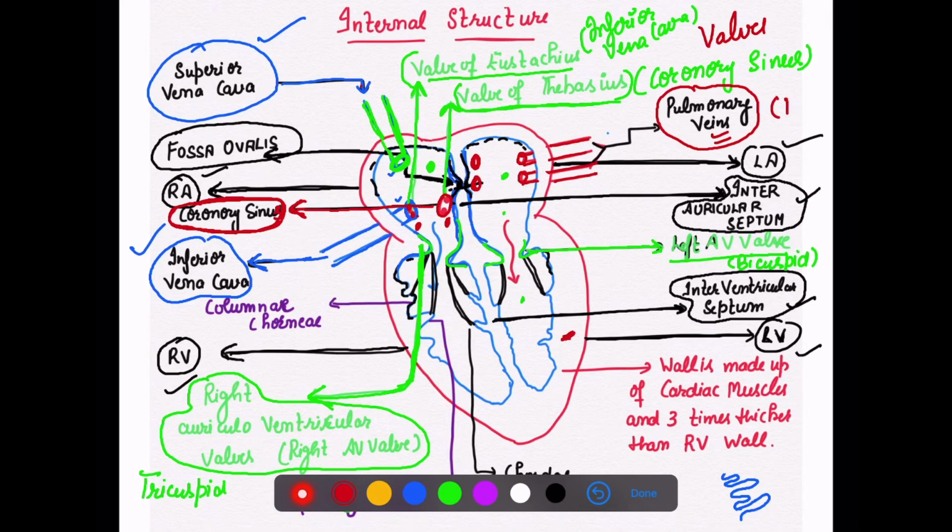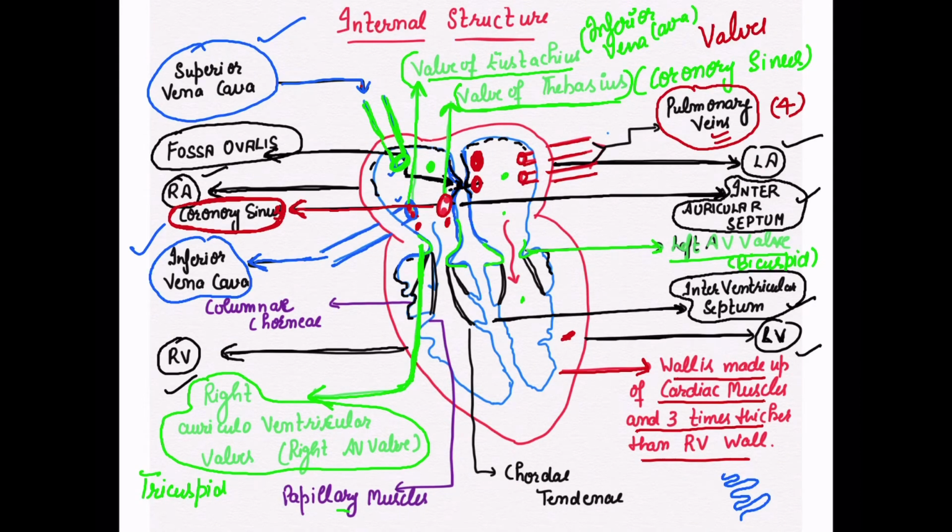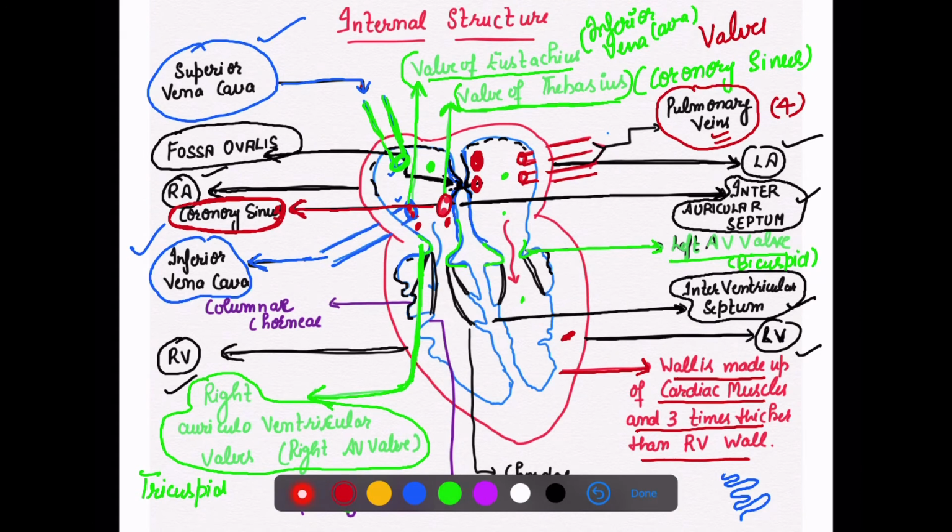Why 4? Because 2 are coming from your right lung and 2 are coming from your left lung. So we cannot show these properly, so we are making 4 openings here. Now, the wall of the left ventricle is made up of cardiac muscles and it is 3 times thicker than your right ventricular wall. This much is clear. I hope this much structure is clear to you.